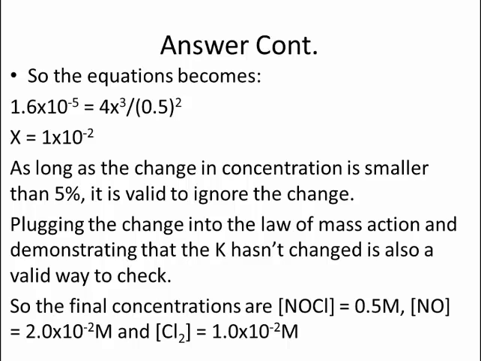And so the final concentration of the NOCl is still 0.5 molar because it was such a small change, but for the nitrogen monoxide it's going to be 2 times 10 to the minus 2 molar, and for the chlorine it's going to be 1 times 10 to the minus 2 molar. So that's all the other things that you need to know about equilibrium. I know this one was a little shorter, but this is probably one that you're going to want to watch a couple times just to make sure you get all these nuances, because they're going to be very, very important as you go through the next chapters.